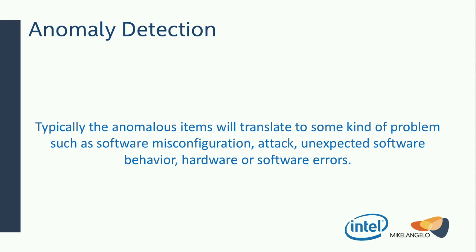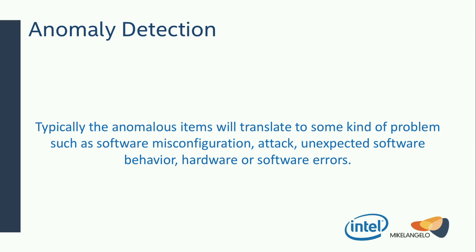Typically, anomaly detection can be translated to the problem. It could be a software misconfiguration. It could be an attack, when you're seeing a lot of L1 or L2 cache reads and writes. Or it could be unexpected software behavior, because some DevOps is deploying the software, and some developer changed something, and it starts reading a lot from the disk. You can easily see what is happening and why using anomaly detection.